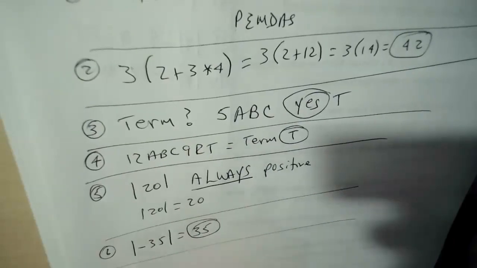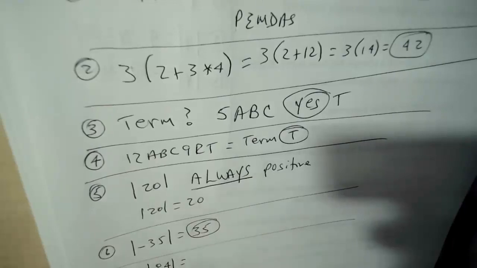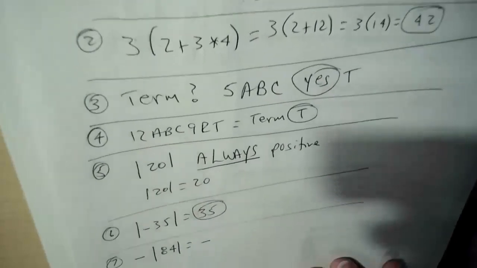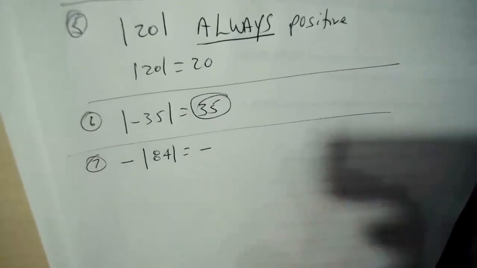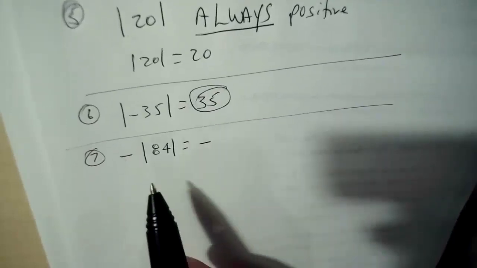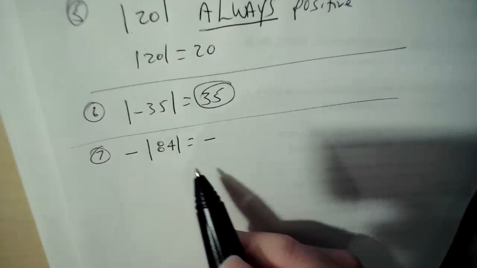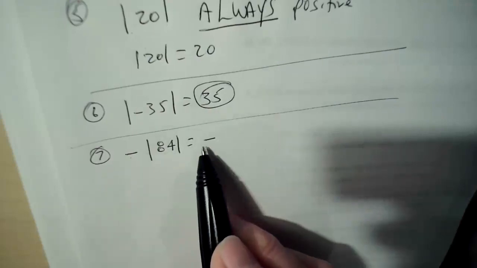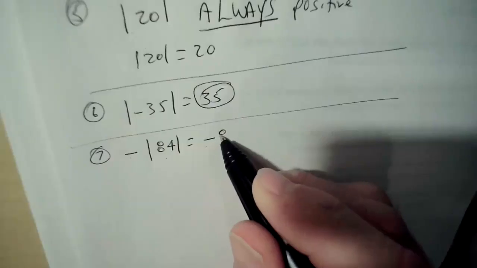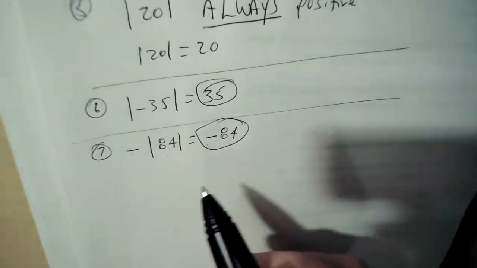Number 7. Now, if the negative is on the outside, what this is really saying is subtract the absolute value of 84. So it's minus, and now look, what you want to do here is the absolute value sign here acts like parentheses. So you want to do that first. So it's subtract, and the absolute value of 84 is 84.